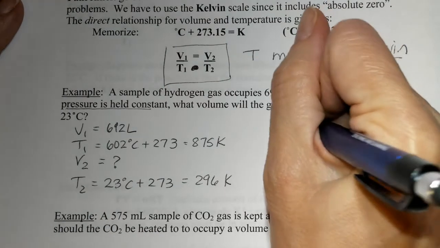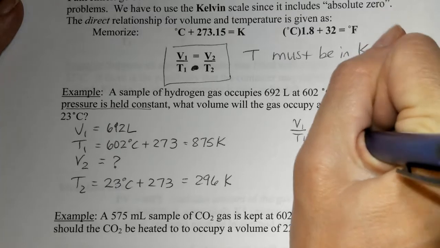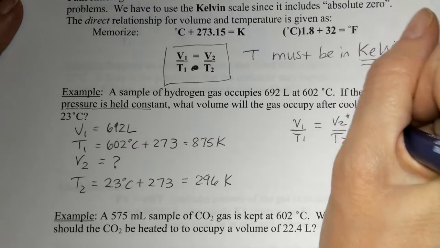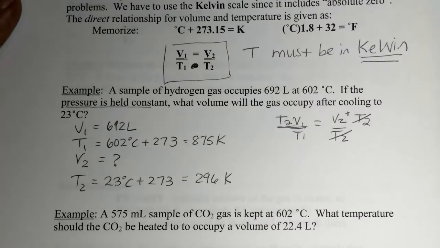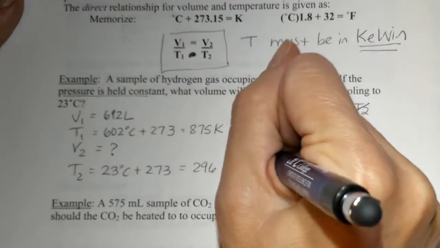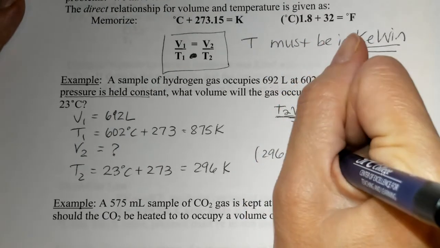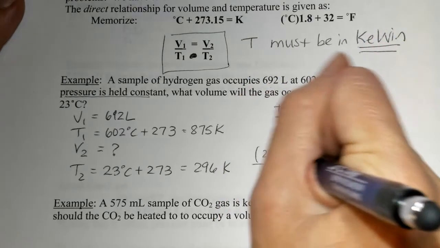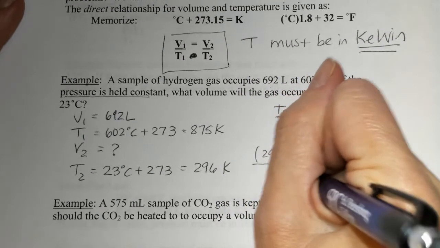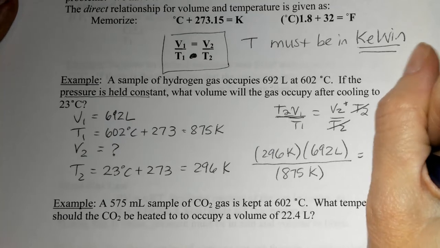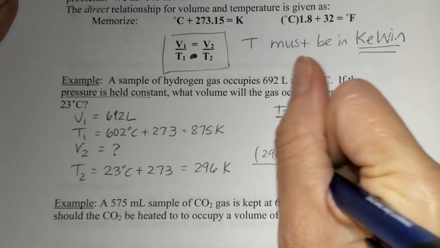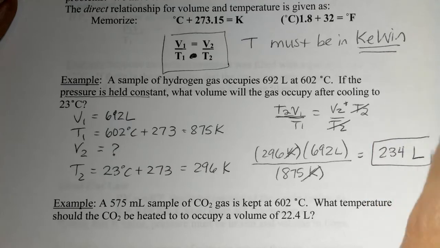All right, so I've got my formula, V1 over T1 equals V2 over T2. I'm solving for V2, so I'm going to multiply both sides by T2. Cancel that over there. So now if I plug in T2, 296 Kelvin, times the initial volume of 692 liters, divided by my initial temperature of 875 Kelvin. So if I take my 296, multiply by 692, and then divide that by 875, I'm going to keep 3 significant figures, and I get 234. Kelvin has canceled out, and I've got liters, same unit as V1.